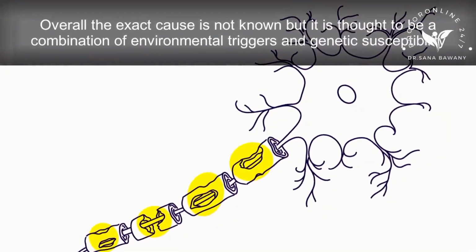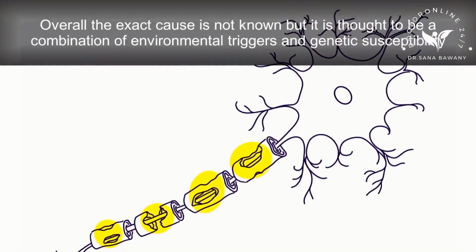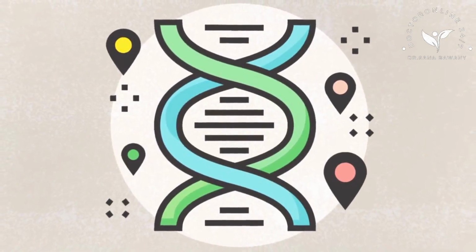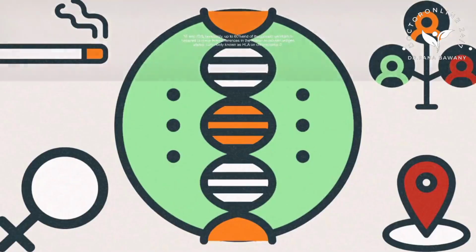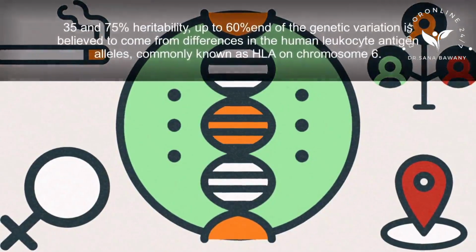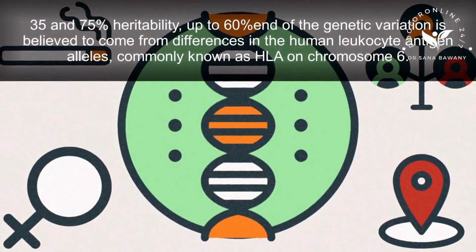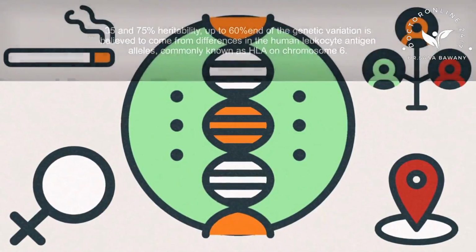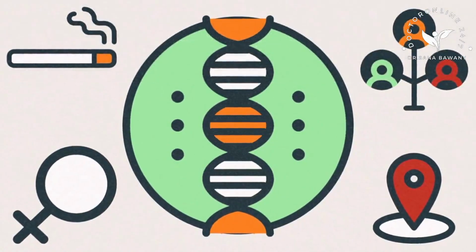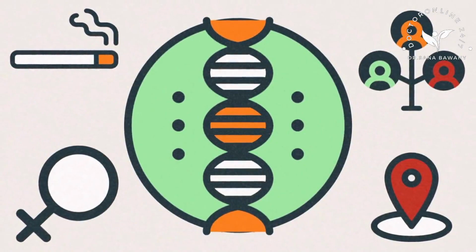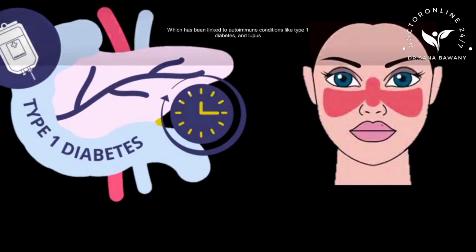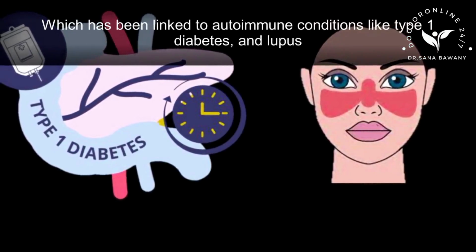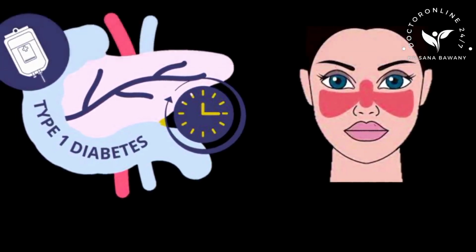Overall, the exact cause is not known, but it is thought to be a combination of environmental triggers and genetic susceptibility, with between 35 and 75% heritability. Up to 60% of the genetic variation is believed to come from differences in the human leukocyte antigen alleles, commonly known as HLA, on chromosome 6, which has been linked to autoimmune conditions like type 1 diabetes and lupus.